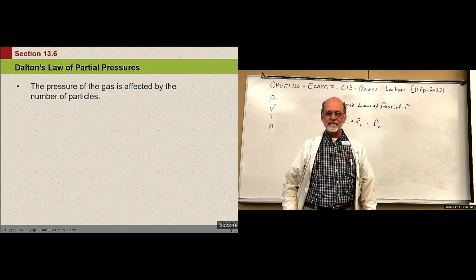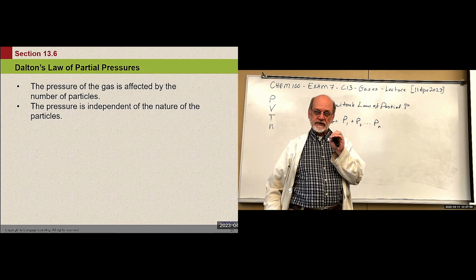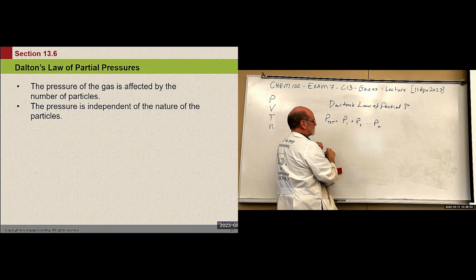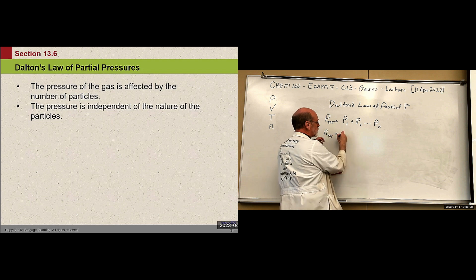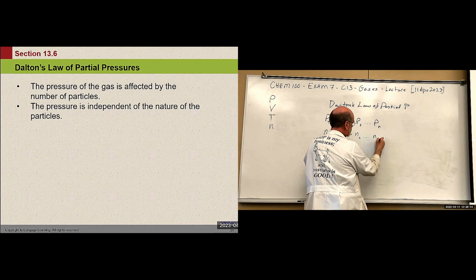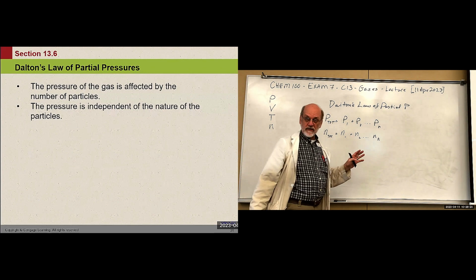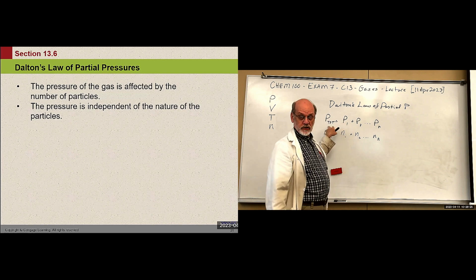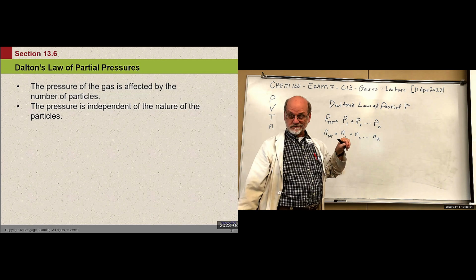Okay. This pressure is affected by the number of particles, so it's also related to the number of moles of each one. Right? So the total number of moles is equal to the moles of 1 plus the moles of 2 plus on out to the moles of the maximum number. They're related to one another. So if you know the ratio of this gas to the total pressure, you also know the ratio of its number of moles to the total. All right.